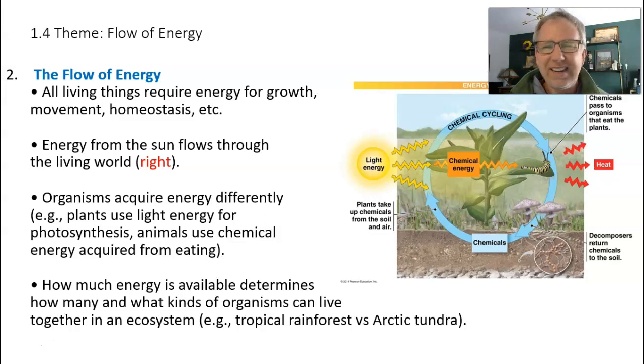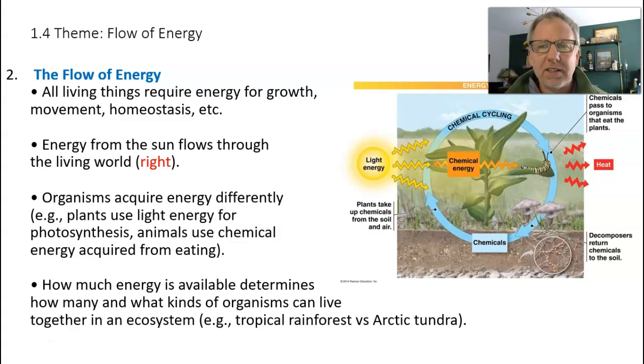Now, along the way, that energy is lost from organisms as heat. Just think about how hot you get when you're exercising. Your body produces heat as energy is being used, and that heat leaves your body. So ultimately, all of the energy that comes to our planet as light ends up leaving our planet as heat. This is the flow of energy.